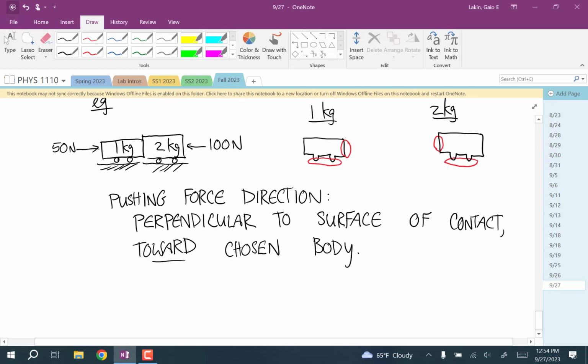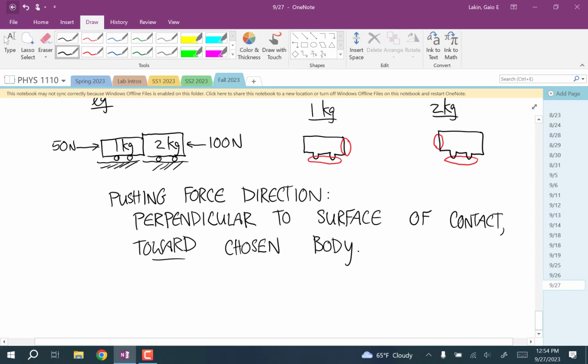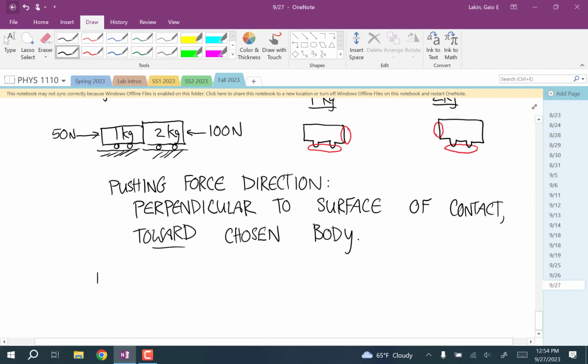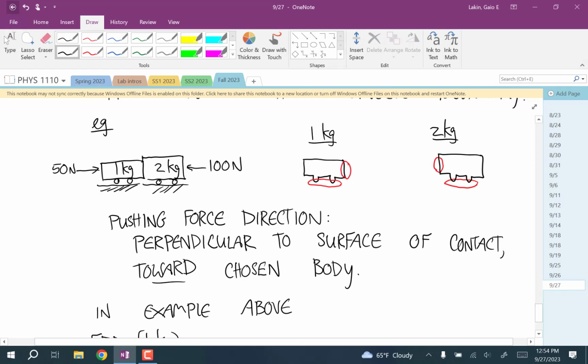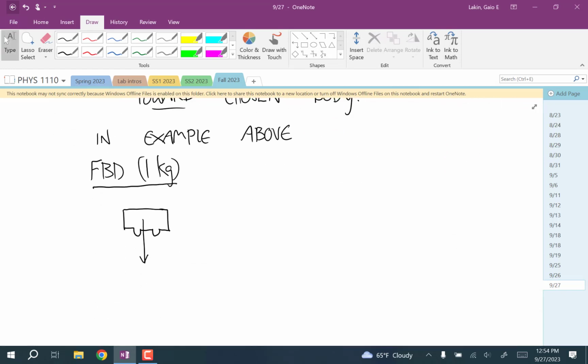Okay, so let's think about these again. In the example above, what would these free body diagrams look like? A free body diagram of the 1 kilogram cart: there's the outline. There's a weight force that's equal to 1 times 9.81, so that's 9.81 newtons down.